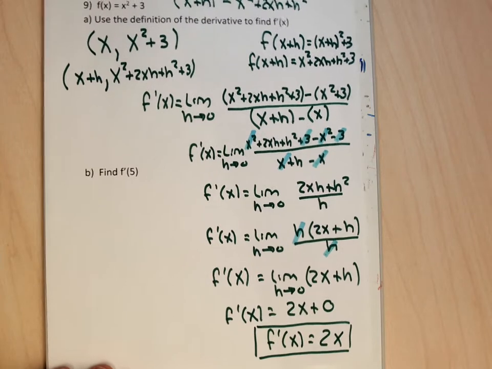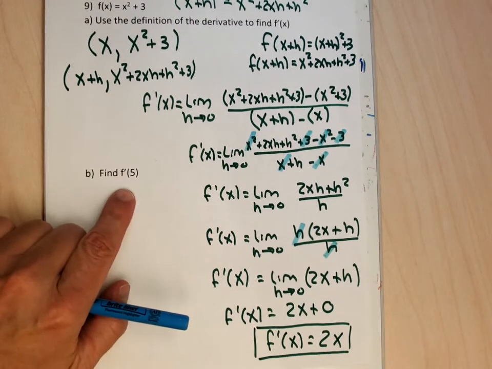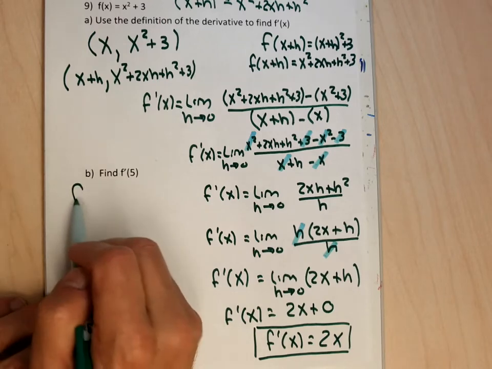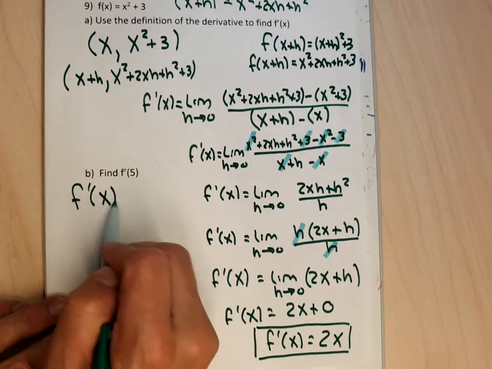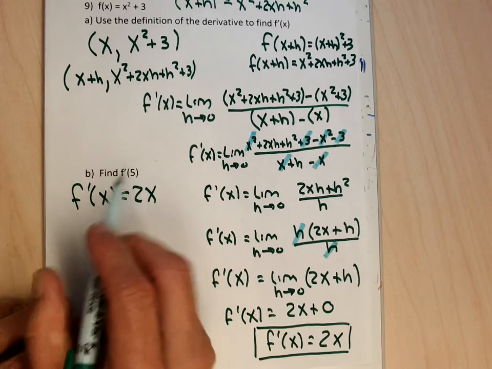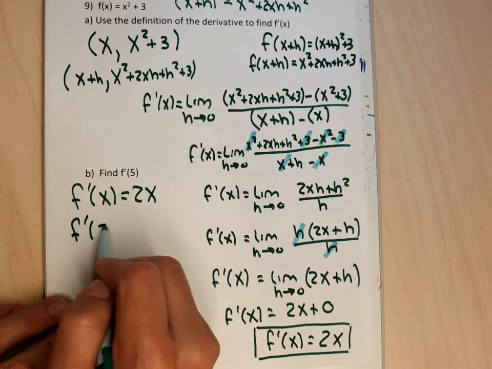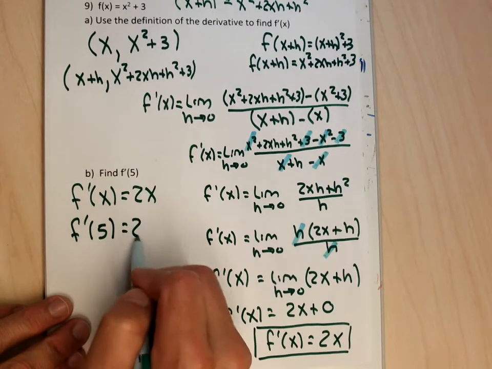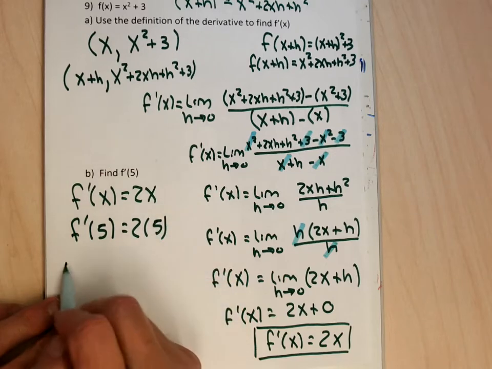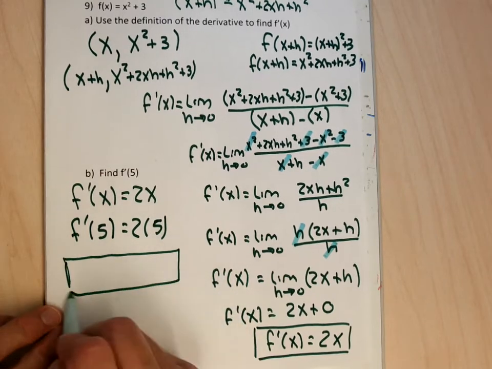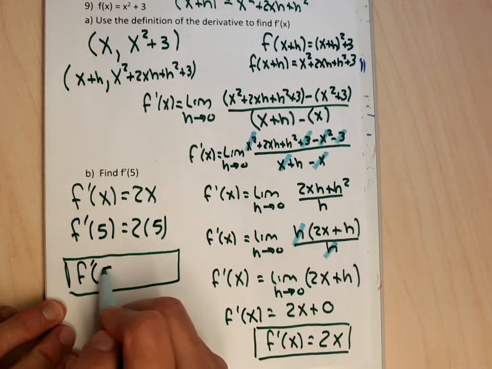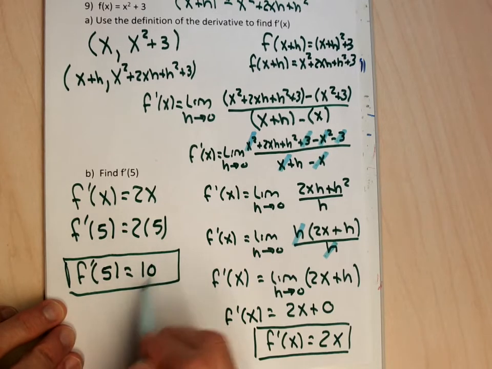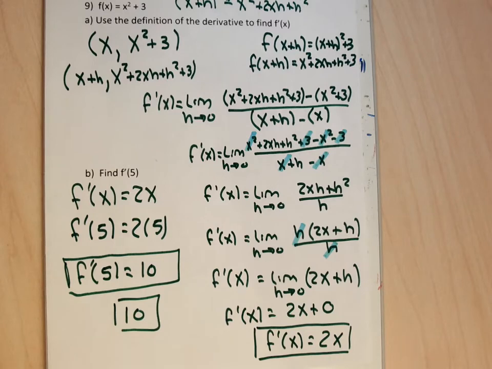Part B just wants me to do f prime of 5. To do f prime of 5, I'm just going to plug a 5 in for the x's. So for part B, I have a formula for f prime for any x, and I just want to change that x to 5. F prime of 5 is just going to be 2 times 5. For my answer, I could just write the number 10, or I can write the problem next to the answer. It doesn't really matter what you do.